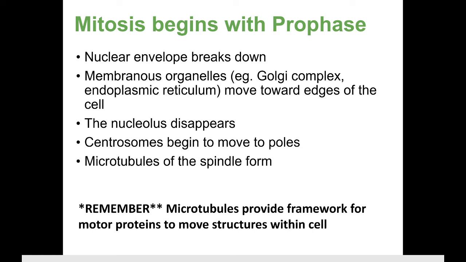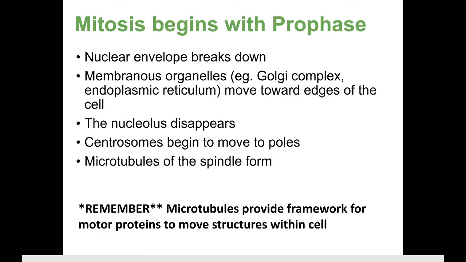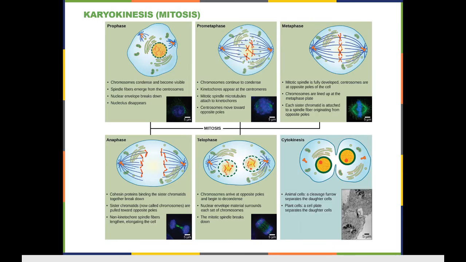Second thing that happens in prophase is your membranous organelles. Those are just organelles with their own membrane. So examples are the Golgi apparatus, the endoplasmic reticulum, the mitochondria. All of these different organelles move towards the edges of the cell. Now I'm going to come back to this slide, but I want you to see what this looks like. You can see in the nuclear envelope the little gaps that are starting to form in it, and then you're also seeing how all of the organelles have moved to opposite sides.